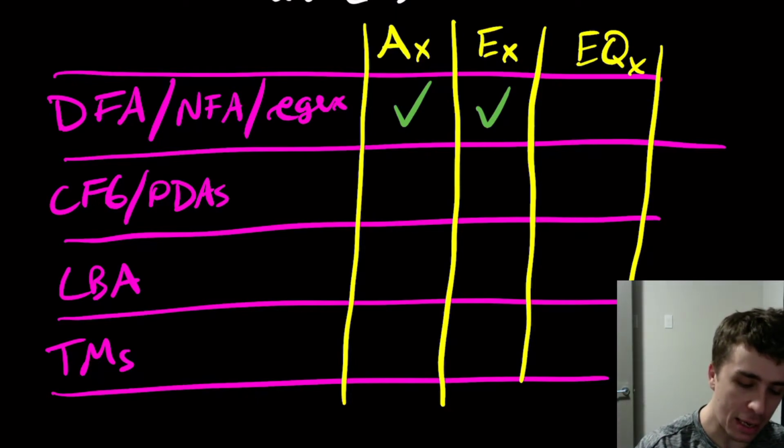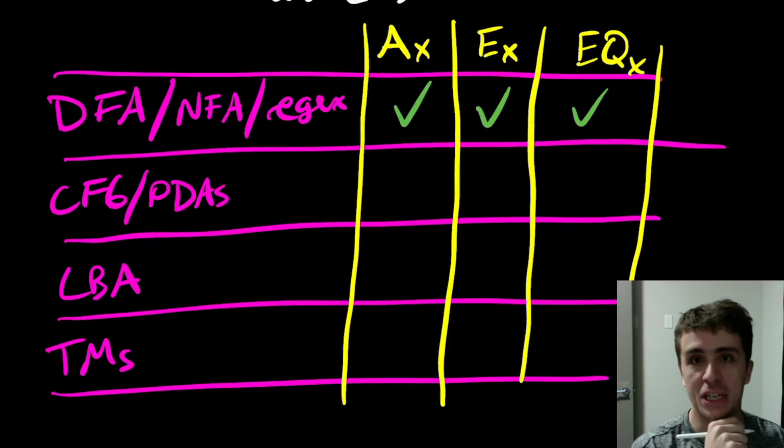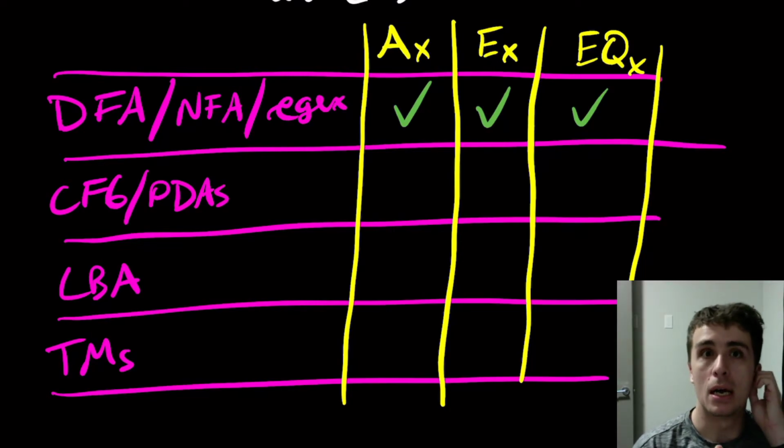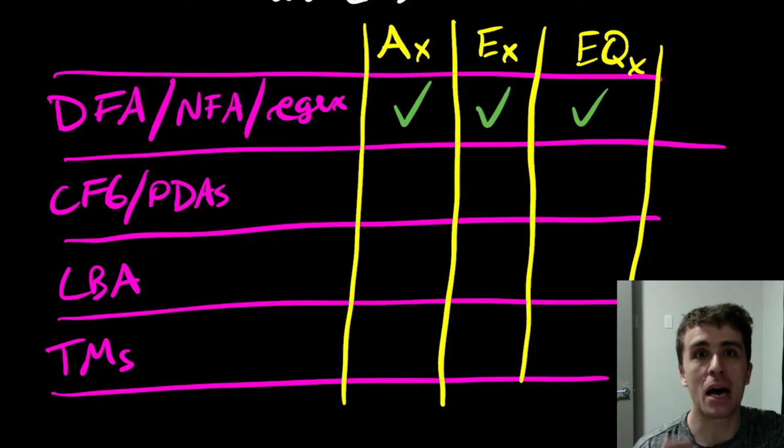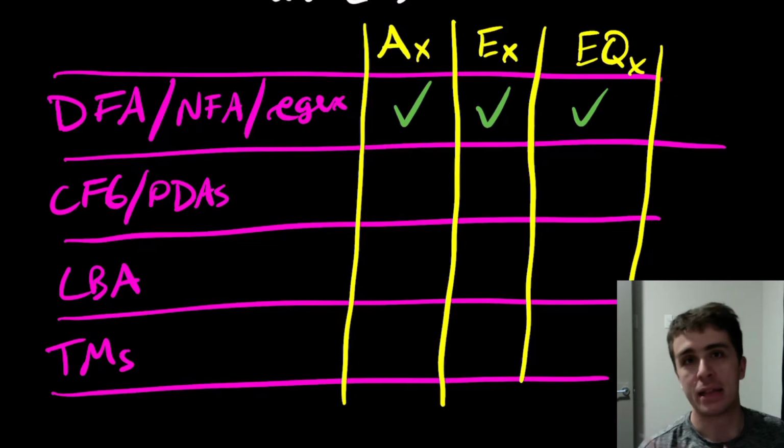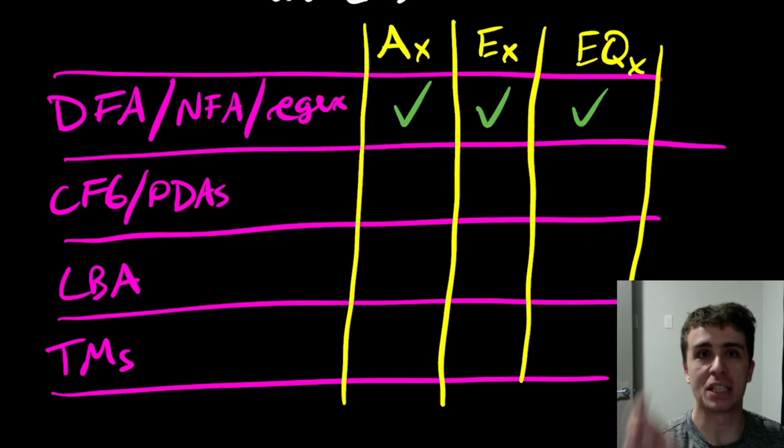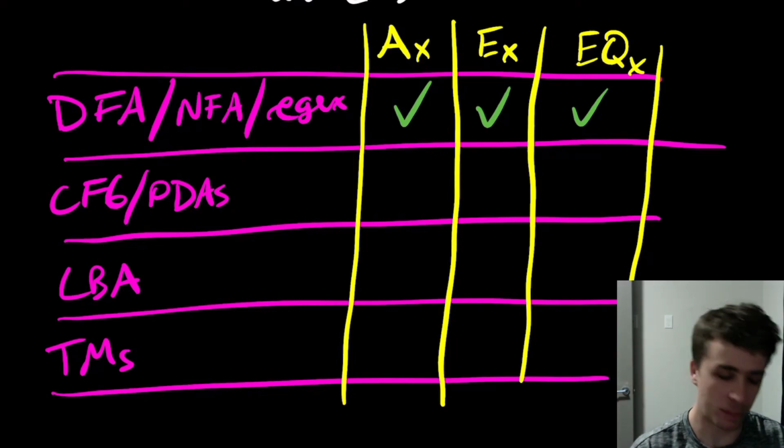The EQ sub DFA problem is decidable because we can set up a DFA that accepts exactly the strings that one DFA accepts and the other one does not accept. And if that set of strings is empty, then there's no string that one DFA accepts that the other one doesn't, and then therefore they are equivalent. The DFAs accept the same language.